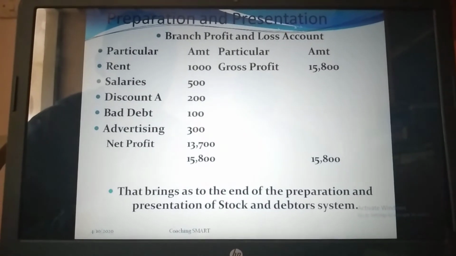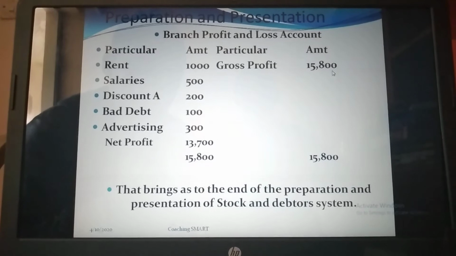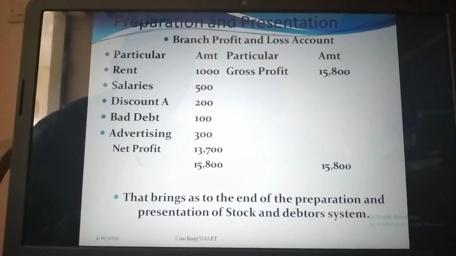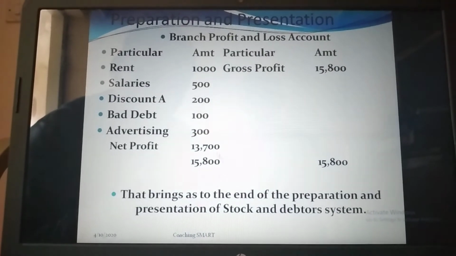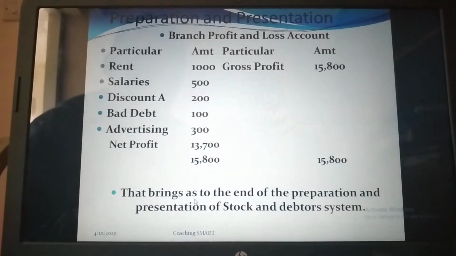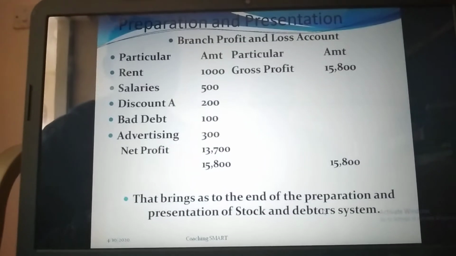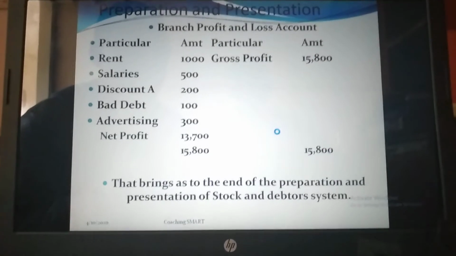In our branch profit and loss account, you realize the credit side, or the income side, is more than the expense side. So what we get is the net profit worth 13,700. So this is the net profit which the business is making. That brings us to the end of the preparation and presentation of the stock and debtors system. We move to the next one, which is now the final.